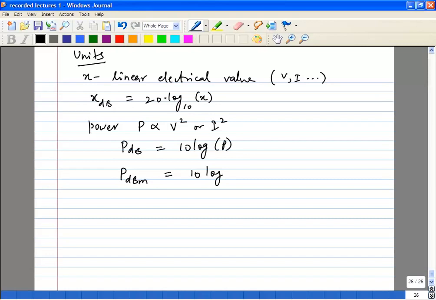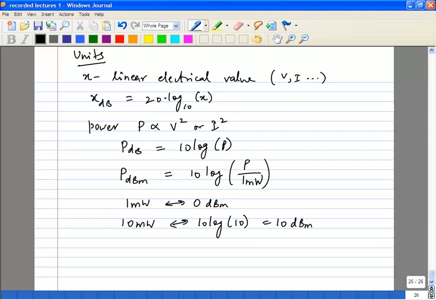It's 10 log of P, the power relative to 1 milliwatt, and you take 10 log times that. What that means is 1 milliwatt corresponds to 0 dBm, obviously, because 10 log of 1 is 0. And if you have 10 milliwatts, this corresponds to 10 log of 10, which is 10 dBm, and so on.